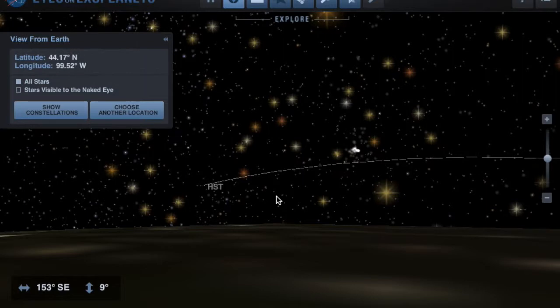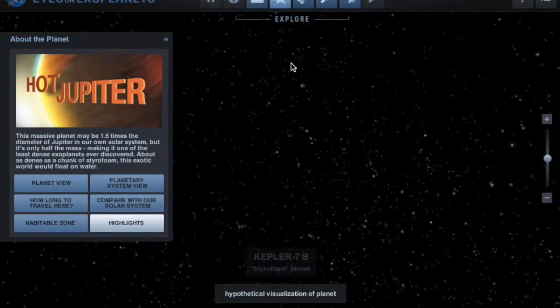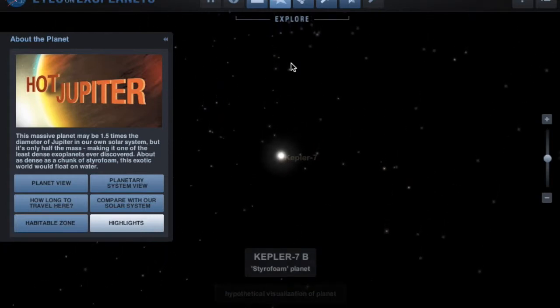Okay, so I'm having us start as close as I can get to Kearney's latitude and longitude measurements. And now we're gonna go visit one of the weirdest exoplanets. This one is called Kepler 7b. It fits into the hot Jupiter category.